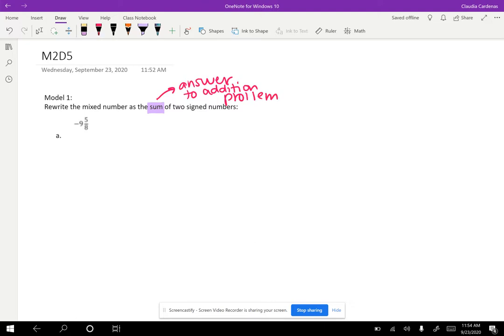Okay. Sorry, I wrote that incorrectly. So we need to rewrite this mixed number, -9 and 5/8, as an addition problem. Well, I know that this mixed number is made up of parts. So what parts are there? Well, there's a whole number and there's a fraction. So let's separate those two parts and show that we can combine them back together by adding.